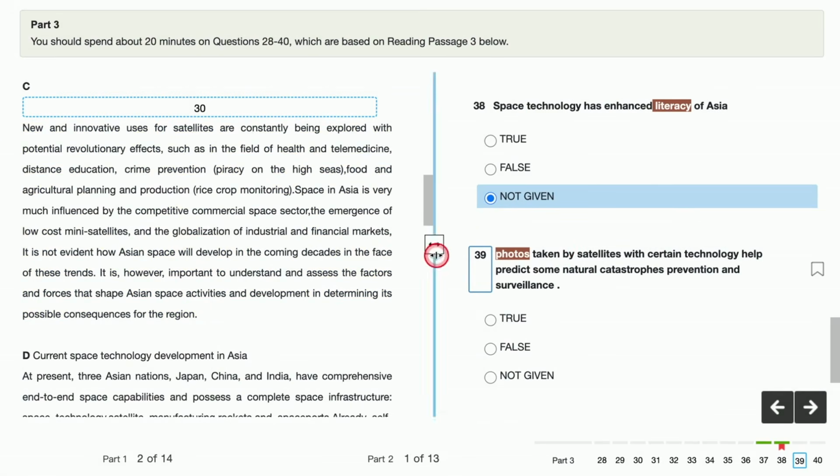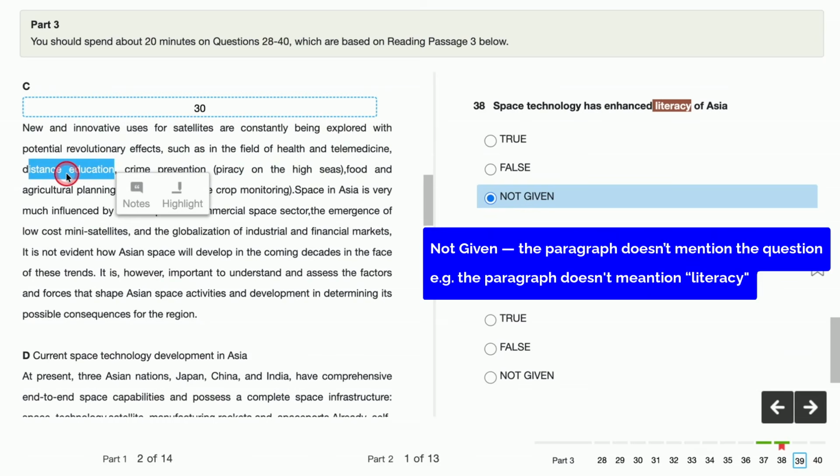Obviously, this paragraph doesn't mention photos, right? And I think it doesn't mention literacy either. I think the only information that is relevant to literacy is distance education. Let's read this part carefully. New and innovative uses for satellites are being explored with potential revolutionary effects, such as in the field of distance education. First of all, I don't think distance education means the same as literacy. Literacy means reading and writing skills, but distance education means learning remotely. It doesn't mention literacy, right?